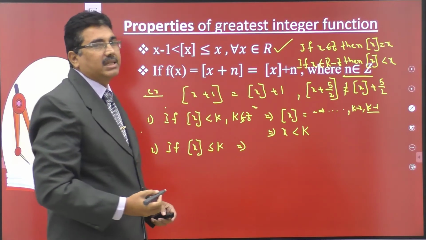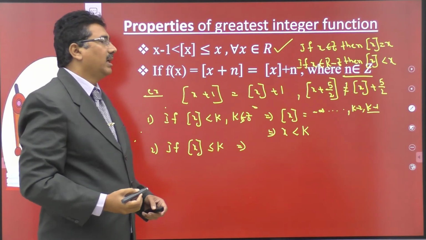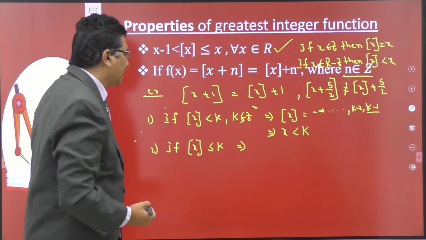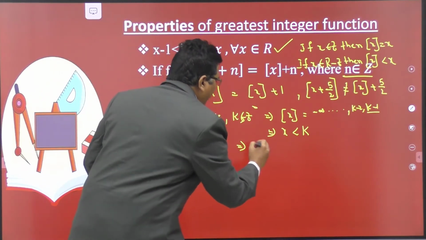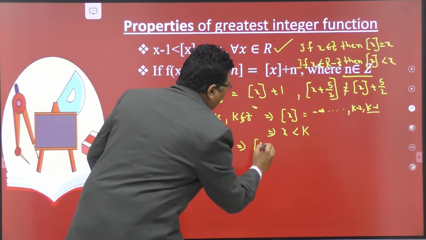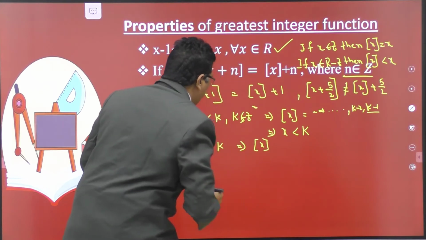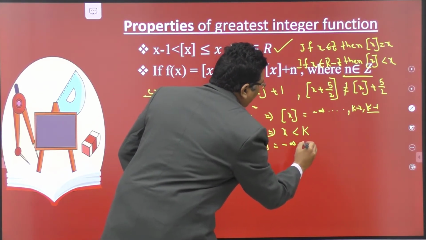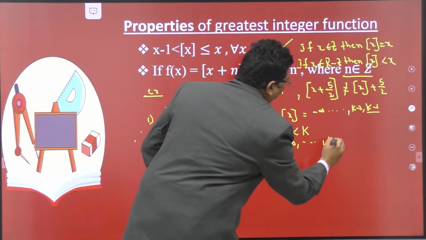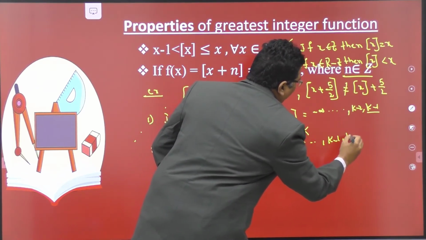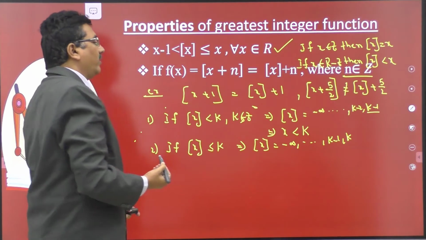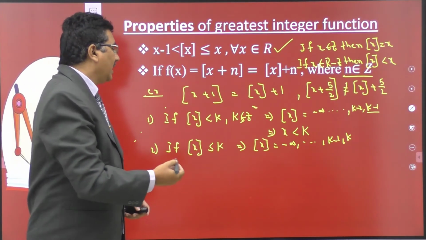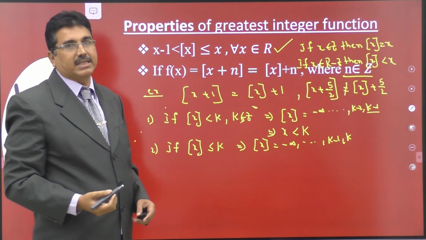If [x] is less than or equal to k, then what are the values of x? First, write the values of [x]: that is minus infinity and so on, k minus 1, k. These are the values of [x], right? Then what are the values of x?